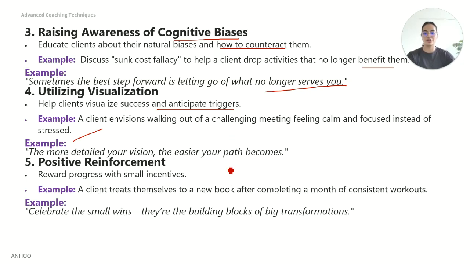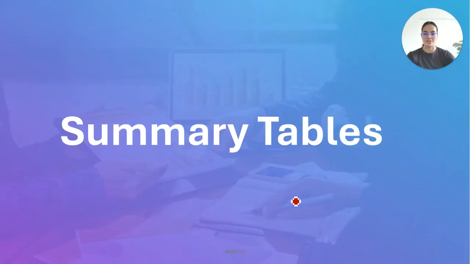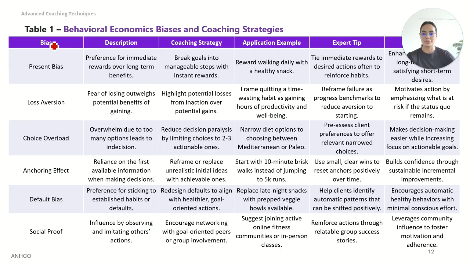5. Positive reinforcement. Reward the progress with small incentives. Example: a client treats themselves to a new book after completely finishing a month of consistent workouts. Example: celebrate the small wins, the building blocks of big transformations. Let's look at some summary tables.